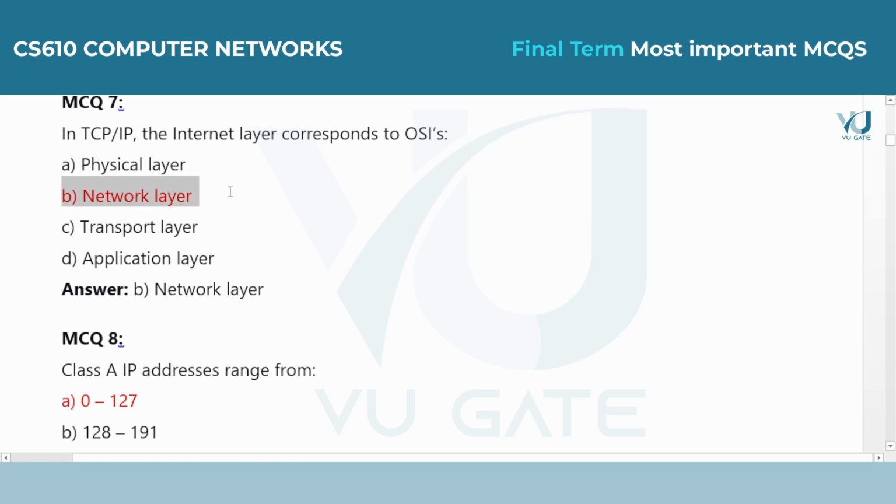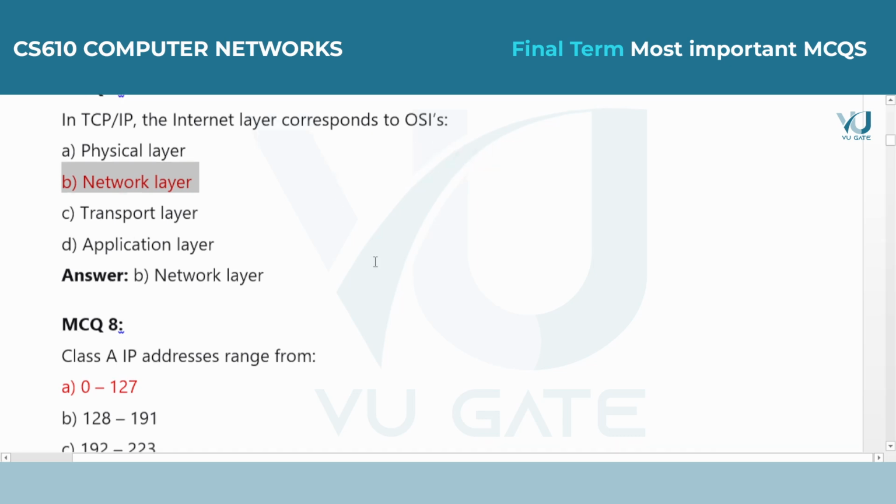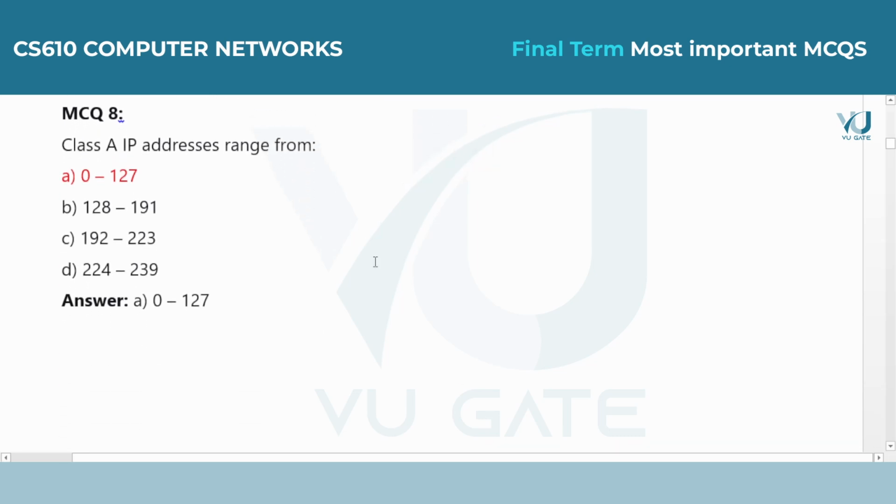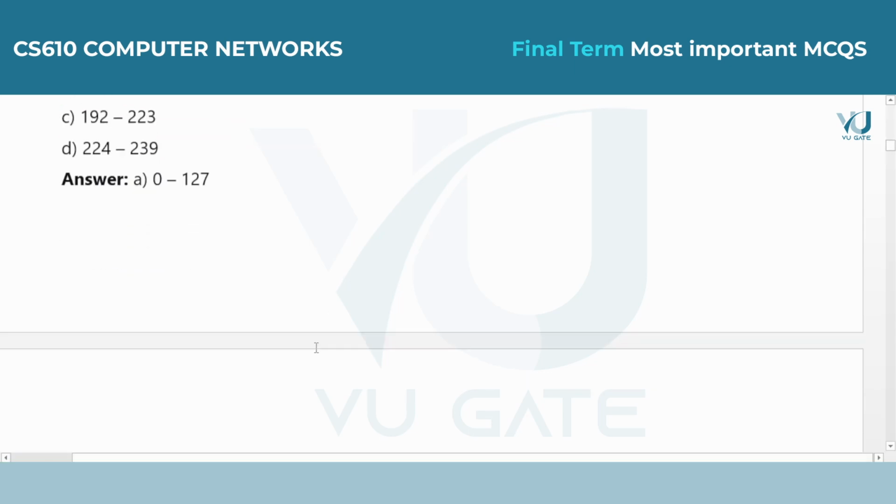Answer: B, network layer. Concept: both layers are responsible for logical addressing (IP addresses) and routing packets from the source to the destination. MCQ 8. Class A IP addresses range from. Answer: A, 0 to 127. Concept: in Class A, the first bit is always 0, which restricts the first octet range from 0 to 127, used for very large networks.